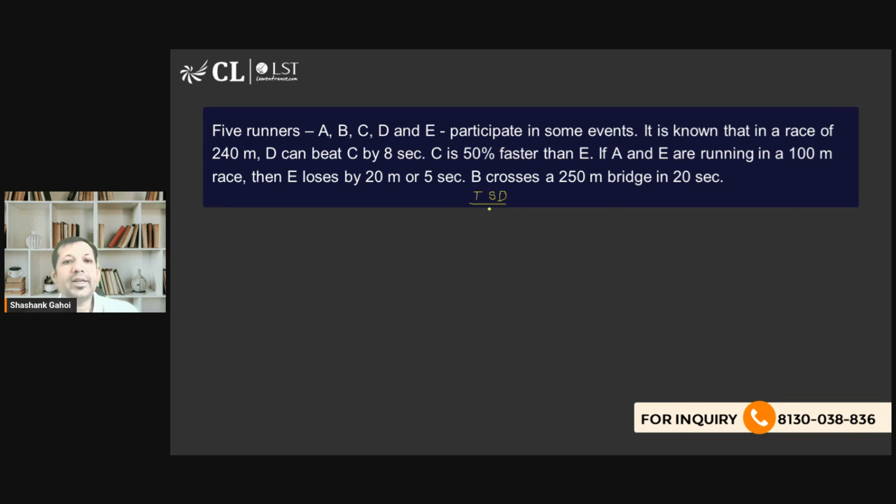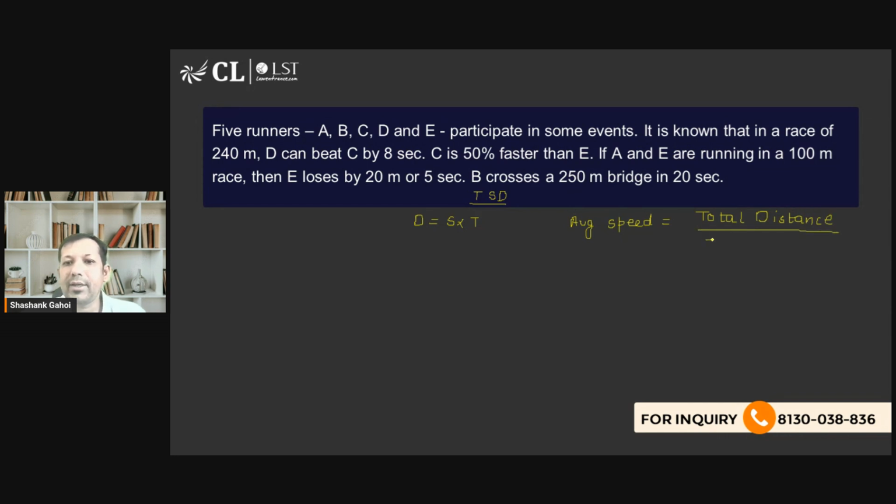So in time, speed, distance there are multiple concepts, but I am not going to cover all of them. I'm simply going to take the basic concept of TSD, that is distance is equal to speed into time. And one more concept, that average speed is equal to total distance upon total time. That's it.